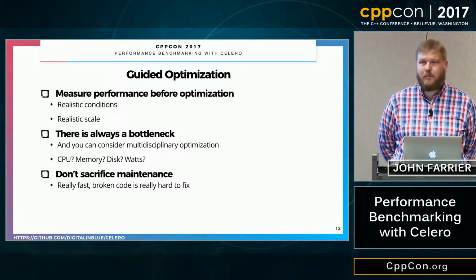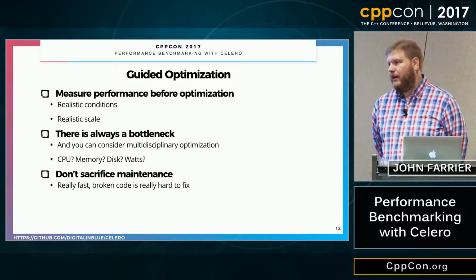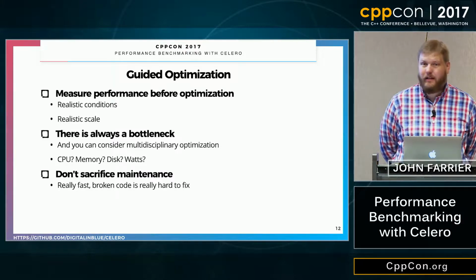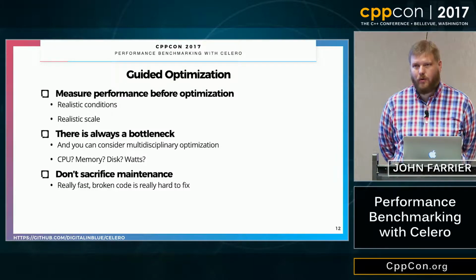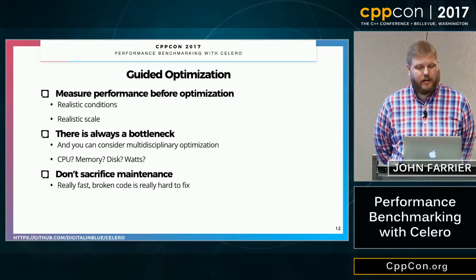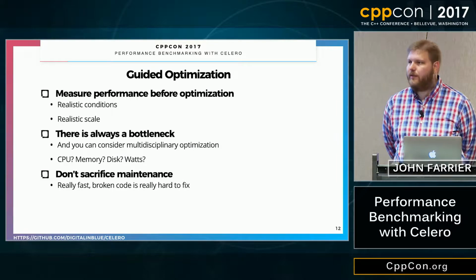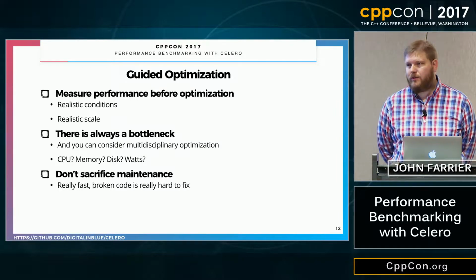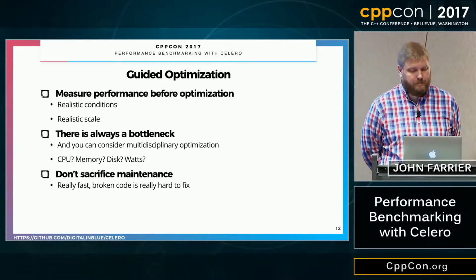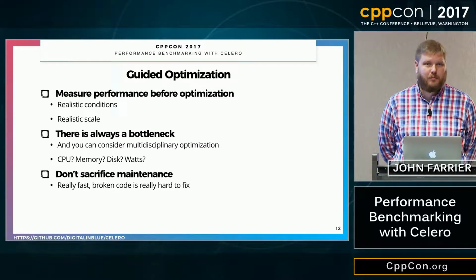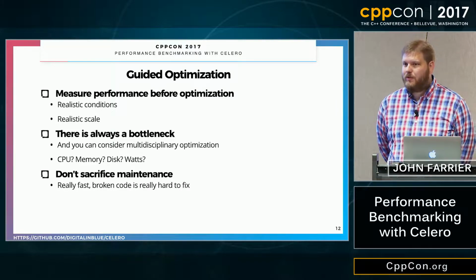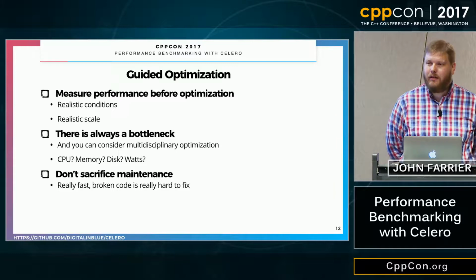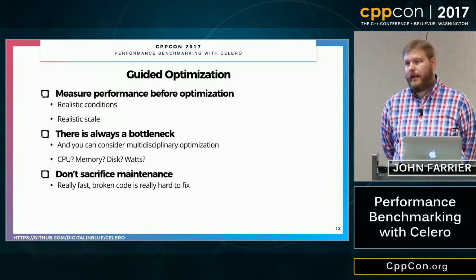But there's other ways to optimize. Right now, with this library, we're talking about speed. But you may want to consider optimizing memory usage or disk access or the amount of power that you're consuming, other things. So this is really focused on speed, but there are other things you could be optimizing for as well. And the last point here is that you could maybe gain some performance with very esoteric coding, but that may be very hard to maintain.